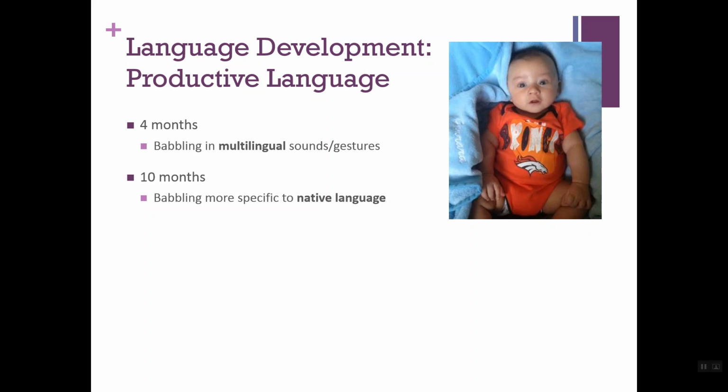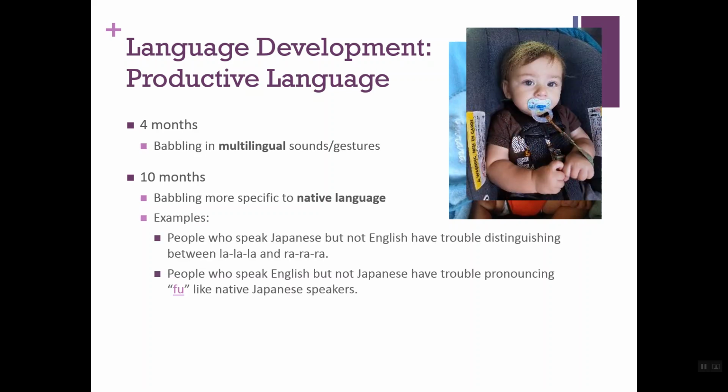So if you don't need that kind of ability to make certain sounds, then you're not going to practice it, you're not going to use it. A couple of examples of those are people who speak Japanese, for instance, but not English, might have trouble distinguishing between la la la and ra ra ra. And we'll see a short video about this.